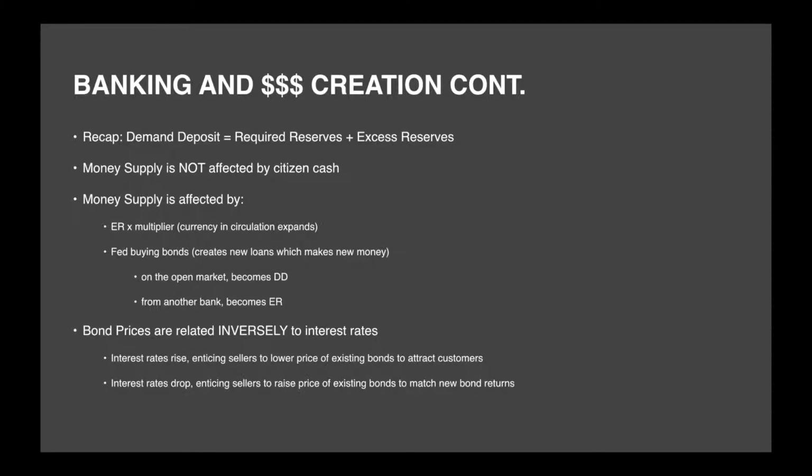Then the seller of the bond is enticed to drop the price of the existing bond so that the interest that you gain essentially equals 7%, because you bought the bond for a cheaper price, so you're getting more returns.